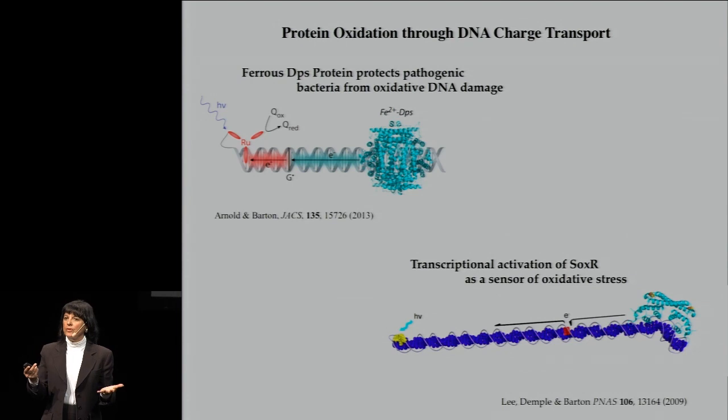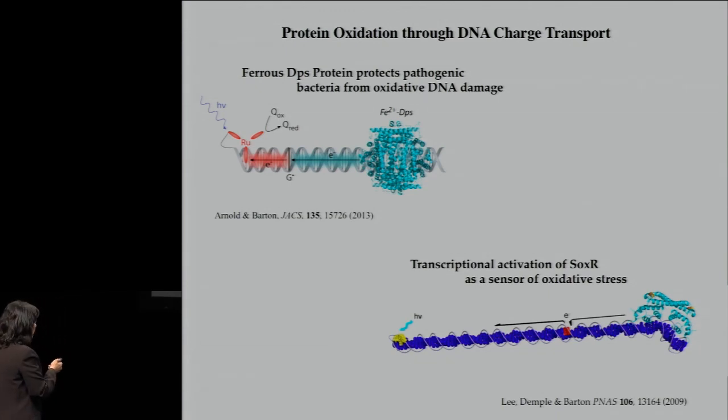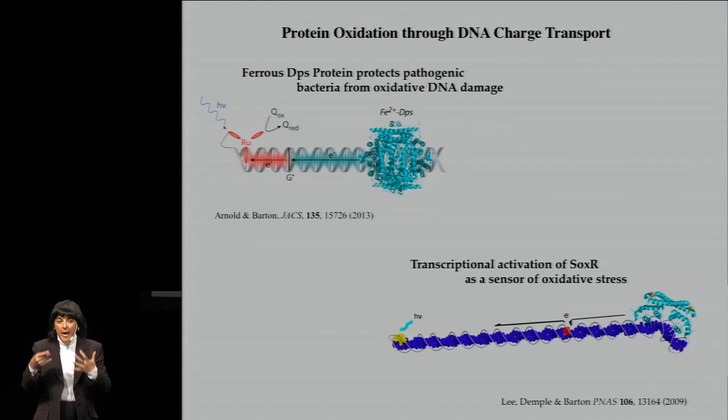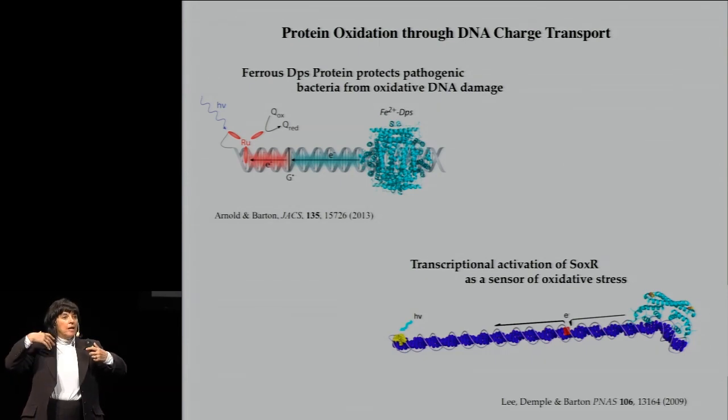Can proteins, when they're bound to DNA, be oxidized or reduced? And the answer to that is yes as well. And here are two examples from our laboratory. It turns out that pathogenic bacteria, when they infect a host, our immune system responds by generating a lot of peroxide, a lot of oxidative stress to try and kill the DNA, to damage the DNA of the infecting pathogen.